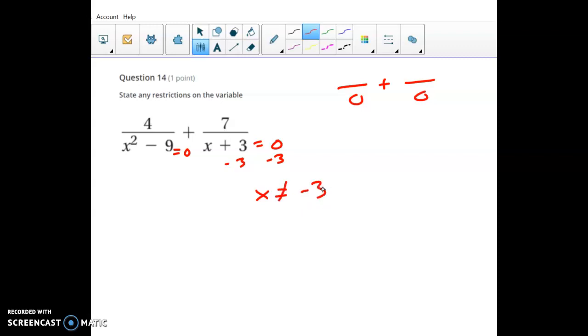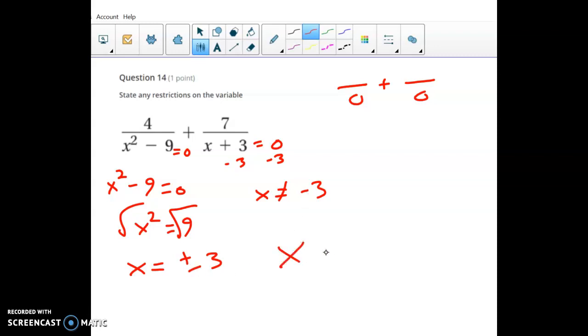Basically, x can't be negative 3 because then we'd have 7 divided by 0, and that would be an error. Okay, and then looking at the other one, if we solve this, we can add 9 to both sides, take the square root of both sides, until we get x equals plus or minus 3. So we already have the restriction of negative 3, so the new one here is positive 3.